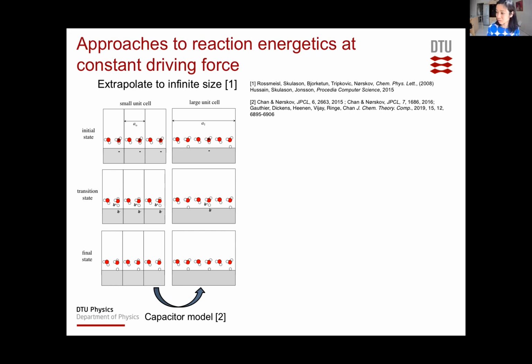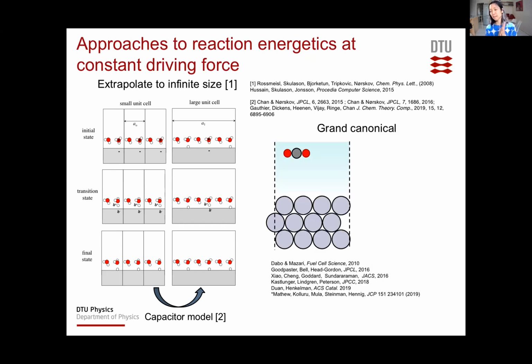And we can't always do that in general. So the alternative here are all the grand canonical methods that have proliferated in the past few years. And the general idea behind these is that we have a variable number of electrons and a countercharge in the continuum electrolytes, which can be modeled in a variety of different ways. But the main idea is this.